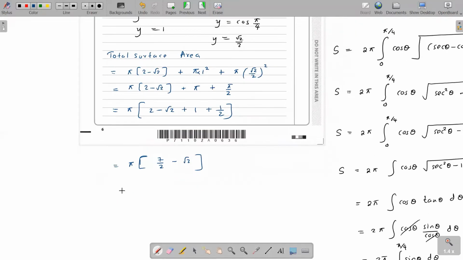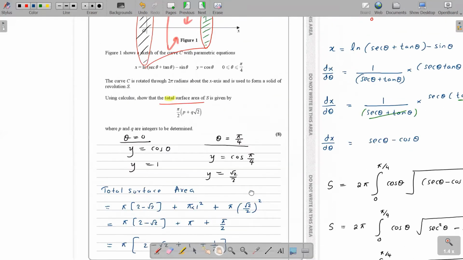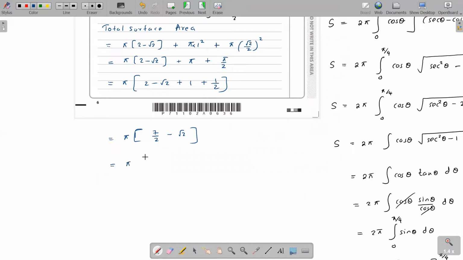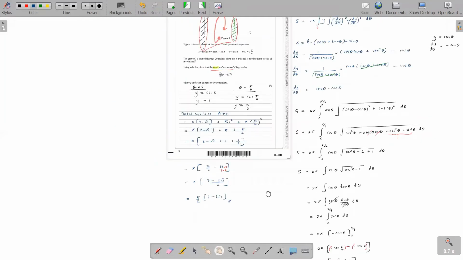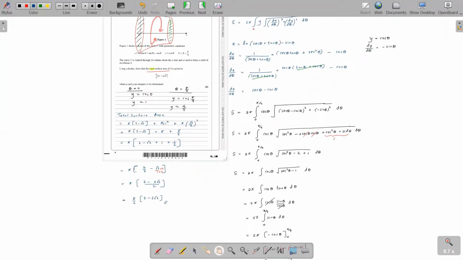Okay, and then we need to get the show that has a 2 outside, right? Pi over 2. So let's take the common denominator: 7 minus 2 root 2 over 2, multiplying both up and down by 2 here. And then I'll take the 2 out. So I get here pi over 2 times 7 minus 2 root 2. You can see the amount of working that went into this, right? So this is the final answer, and this looks exactly like the show that they want us to get. I hope all of you are clear with this.